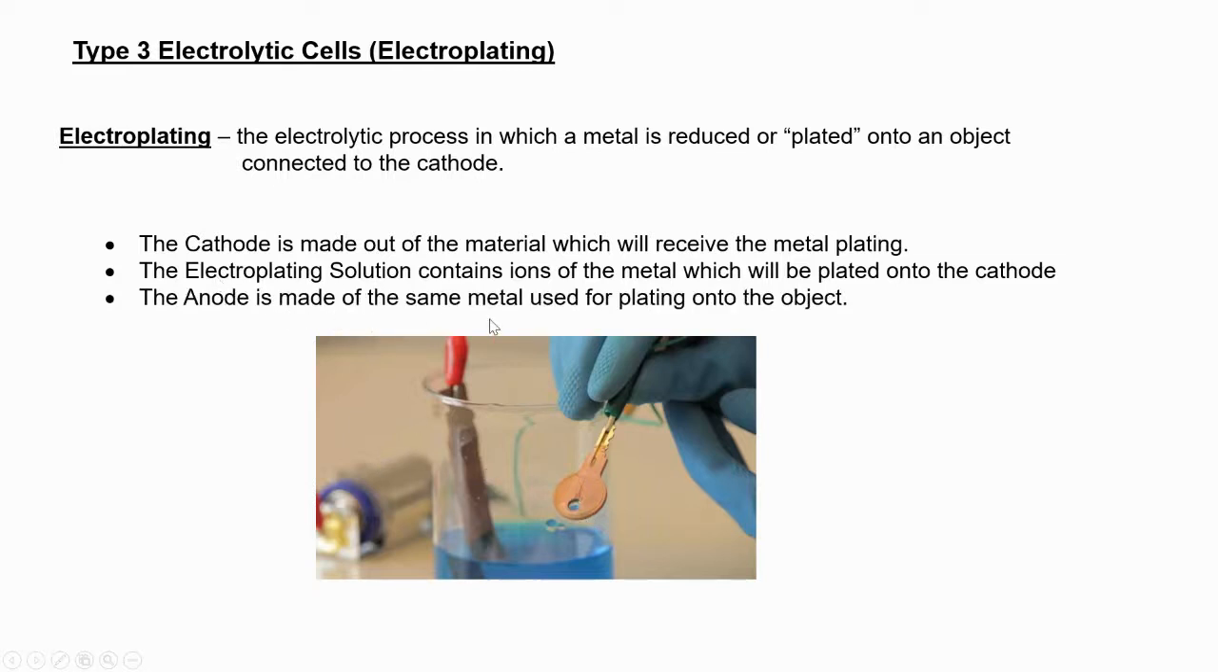The anode is made of the same material used for plating the object. All right, so again, it looks like this is plating it with copper, so they put a copper strip right there, and that's used to plate. So it's pretty straightforward. The solution and the anode all contain the ion for the metal that you wish to be plated.